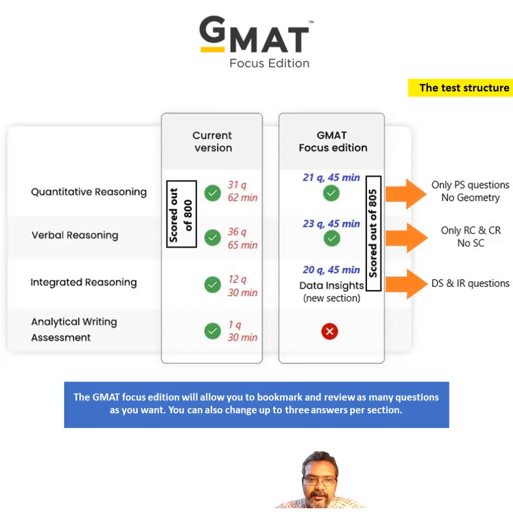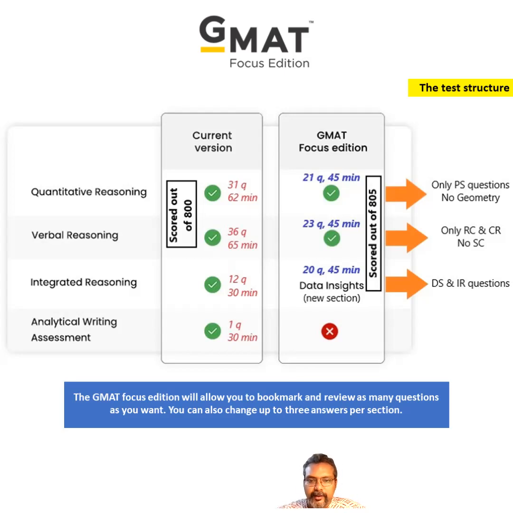As you can see, the scoring earlier was out of 800 for the quant and verbal combined. IR and AWA were scored separately. Now, there is no AWA, no essay. The 3 sections combined will be scored out of 805. The difference of 5 is basically, according to the GMAT, to differentiate students who have taken the earlier version and those who have taken the newer Focus Edition version. Now, why do they need to make that differentiation? We'll come to that very soon. So this is the difference in the test structure.